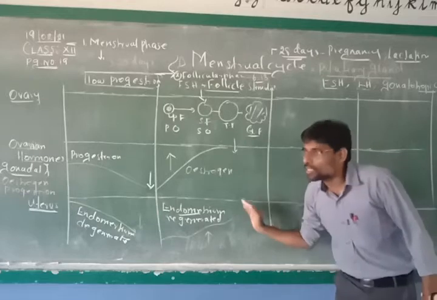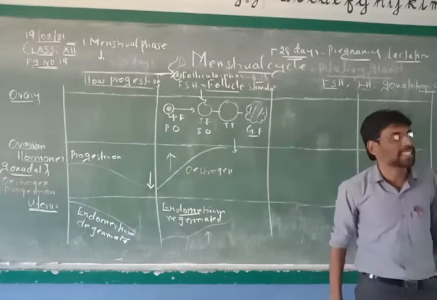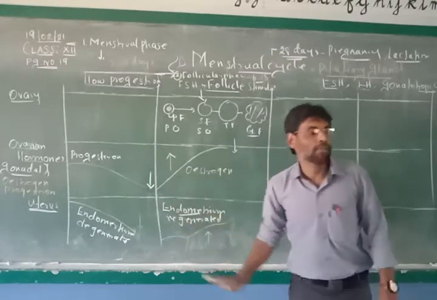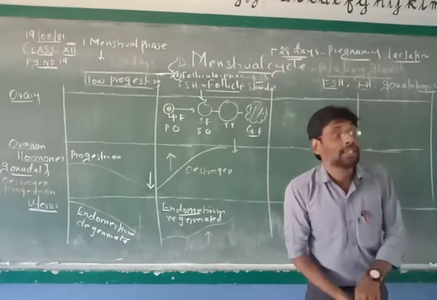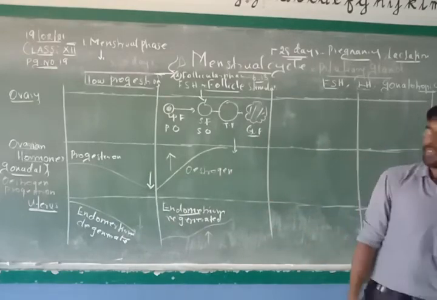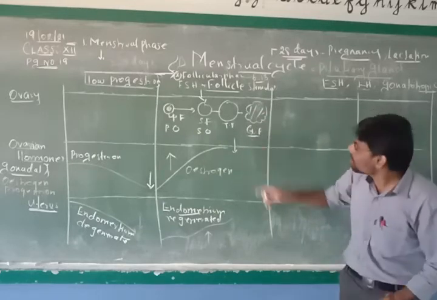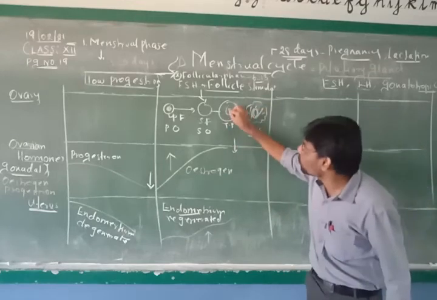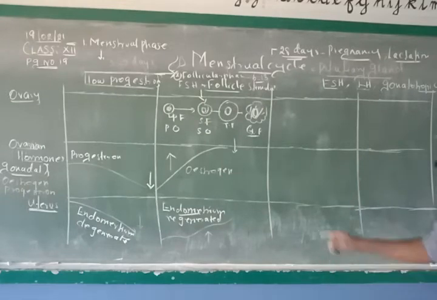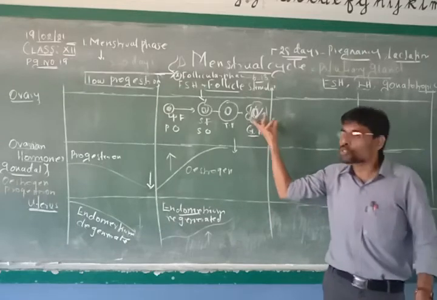Understand? So till the female gets married, it remains as a secondary oocyte only. Before puberty, primary oocyte. After puberty, till she gets married, she will have only secondary oocyte. Got it? That means who is there in the secondary follicle? Secondary oocyte. You are also secondary oocyte. This secondary oocyte inside the Graafian follicle has to come out, because it is a matured one.